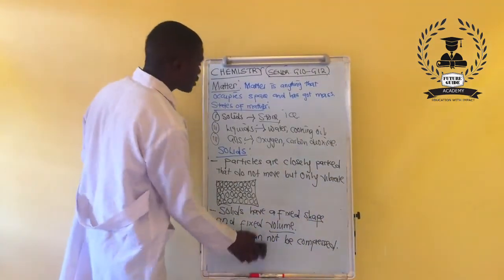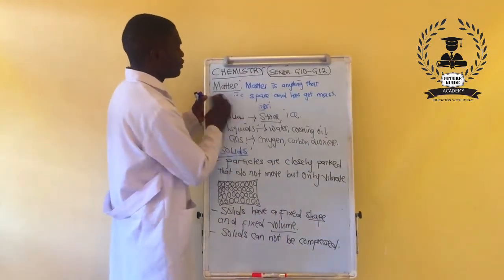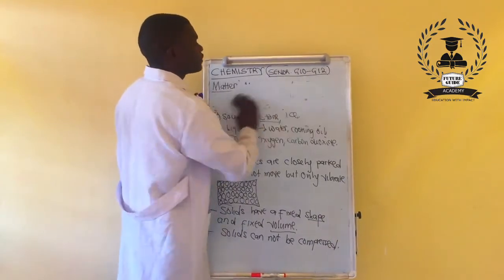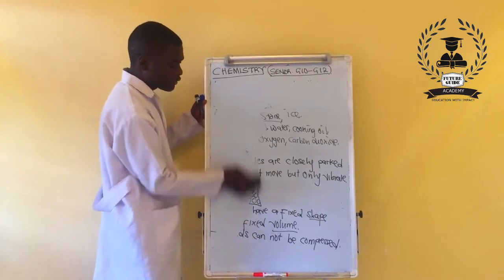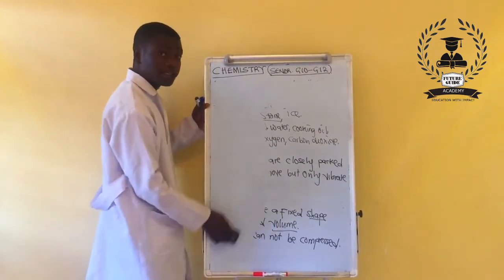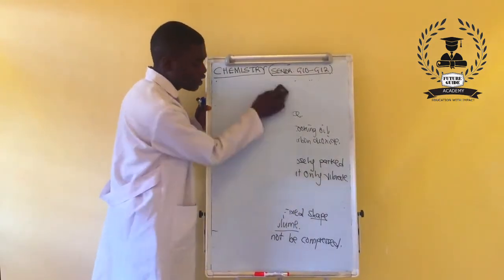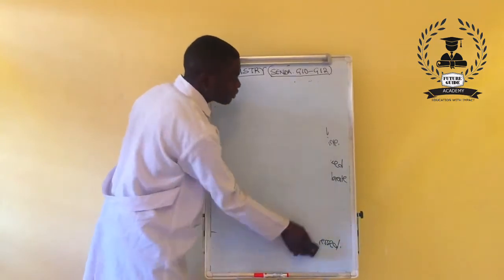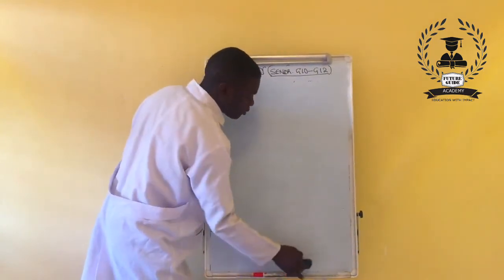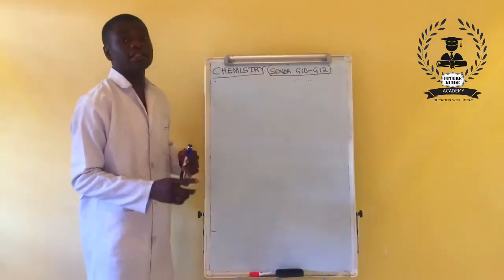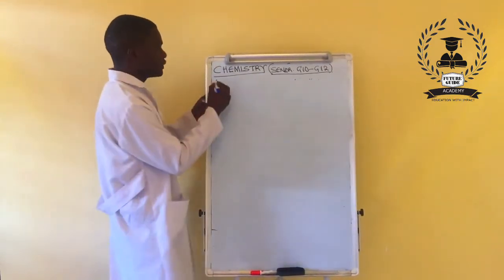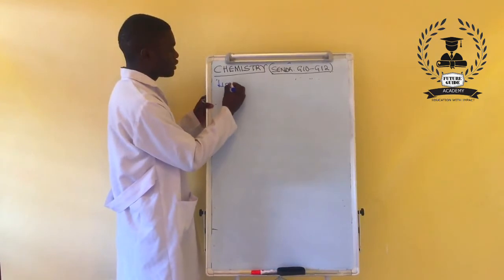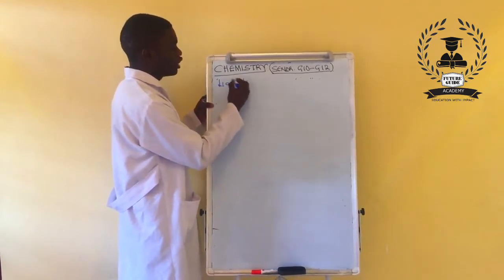Let's go to the next state of matter, which is a liquid. And we want to see the way we've discussed under solids. We want to see first the arrangement of particles. We also want to see other properties that can help us to identify that this state of matter is a liquid.